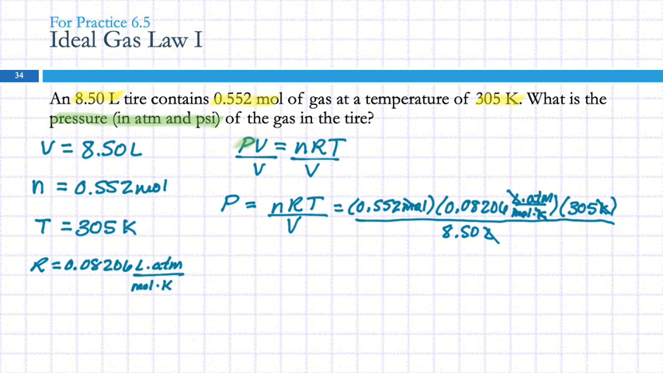So 0.552 times 0.08206 times 305 divided by 8.5. Pressure is equal to 1.6254 atmospheres. And looks like everything pretty much had 3 sig figs.